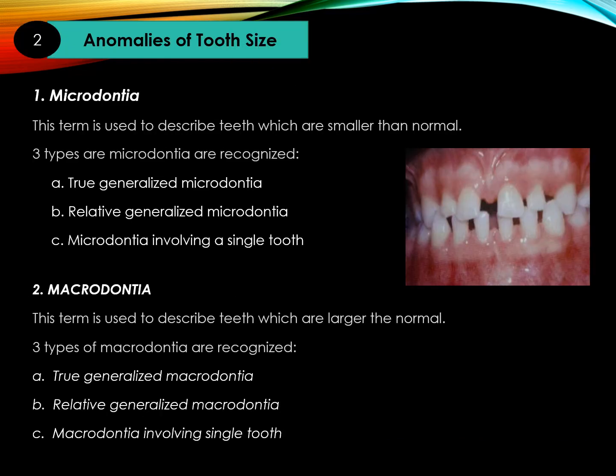So coming to anomalies of tooth size, there are two anomalies we will be learning about. One is microdontia and the other one is macrodontia. Microdontia is the term used to describe teeth which are smaller than normal. There are three types: true generalized microdontia, relative generalized microdontia, and microdontia involving a single tooth. Here, there is nothing much we will need to concern ourselves with in orthodontic treatment.